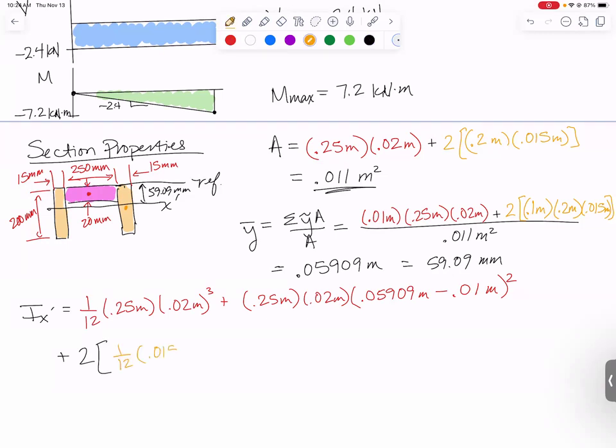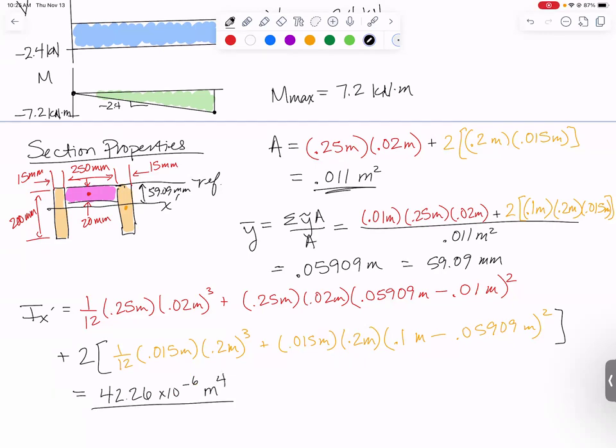Then we need to add to this 2 times 1/12. Their base is 0.15 meters. Their height is 0.2 meters, which gets cubed. Their area is 0.15 times 0.2, and the distance would be 100 millimeters, 0.1 minus 0.05909, is the distance between the centroid of the orange shape, 100 millimeters down, and the centroid of the whole shape, 59.09 millimeters down. We do all of that math, I get 42.26 times 10 to the minus 6 meters to the fourth.